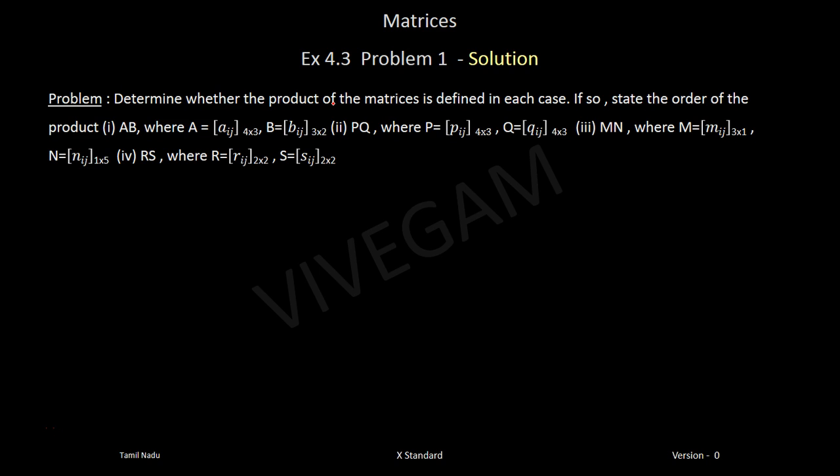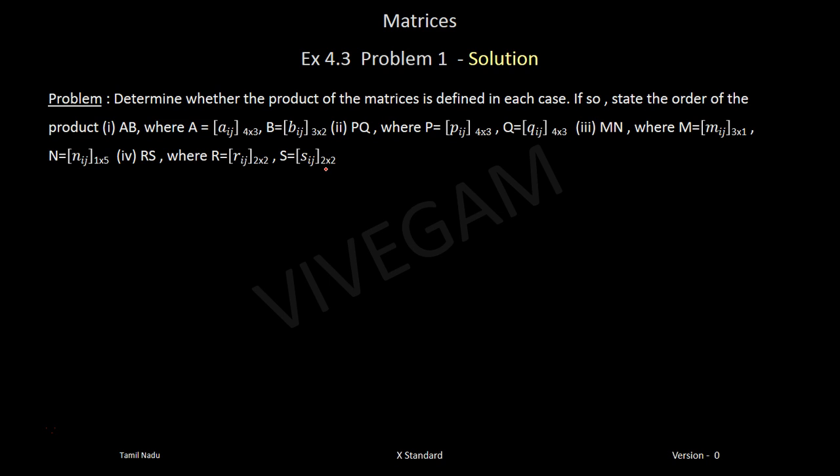Division 1: AB, where A equals a_ij, 4 by 3, and B equals b_ij, 3 by 2. PQ, where P is p_ij, 4 by 3 and Q is q_ij, 4 by 3. MN, where m_ij is 3 by 1 and n_ij is 1 by 5. RS, where r_ij is 2 by 2 and s_ij is 2 by 2.